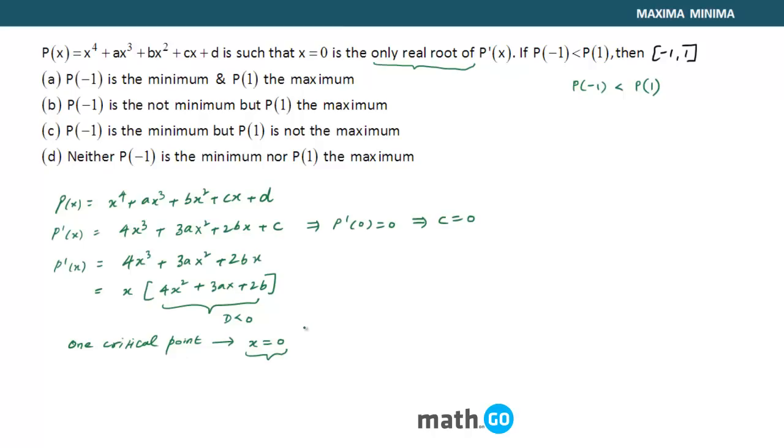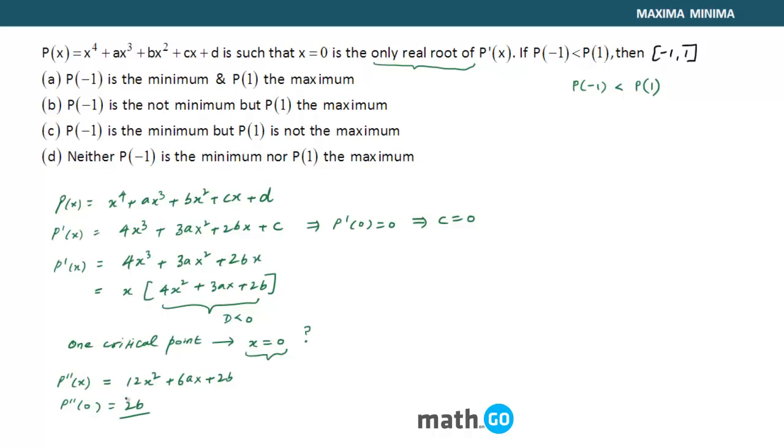Now carrying on with our question, you have got critical point x equal to 0. Now you want to find out whether this point is a maxima or a minima. For that we'll do the double derivative. The double derivative is 12x square plus 6ax plus 2b, and at 0, P''(0) is nothing but 2b. Now everything depends on 2b. If this comes out positive, then this will be a point of minima, and if negative, then this point will be maxima.